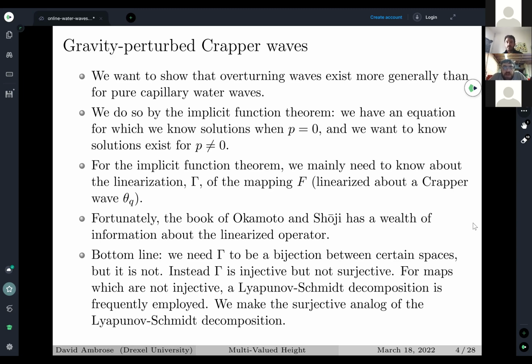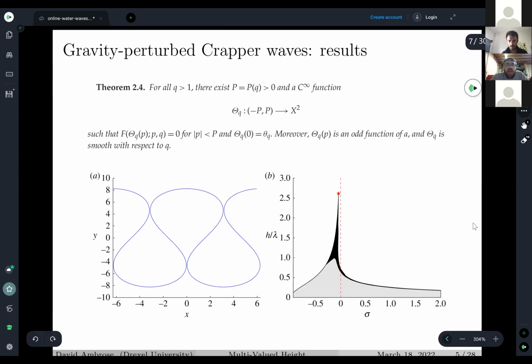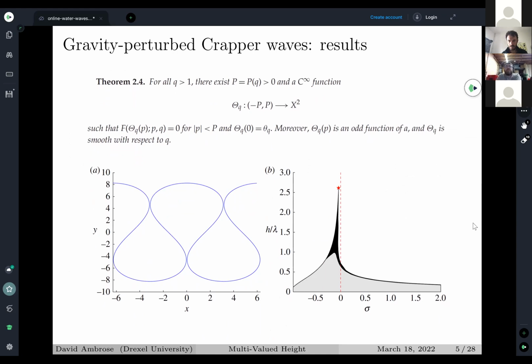So we can do a kind of Lyapunov-Schmidt decomposition then. As far as I know, the Lyapunov-Schmidt decomposition isn't exactly used in this situation where it's injective but not surjective, but it's basically the same idea. We decompose the target space into its range plus what is missed. Okay, so we say this is the surjective analog of the Lyapunov-Schmidt decomposition. And so applying the implicit function theorem with this kind of Lyapunov-Schmidt decomposition, we get the following result.